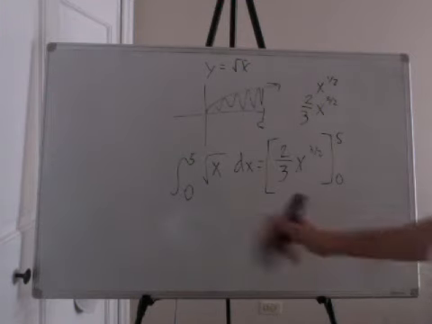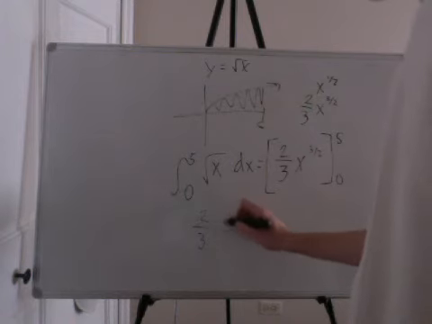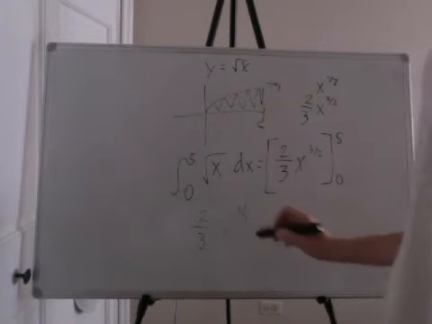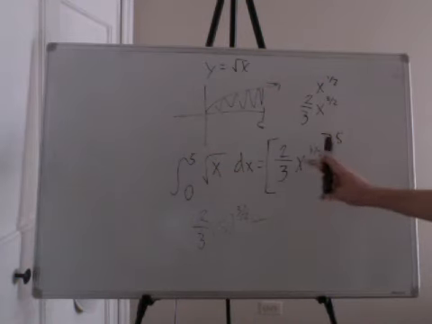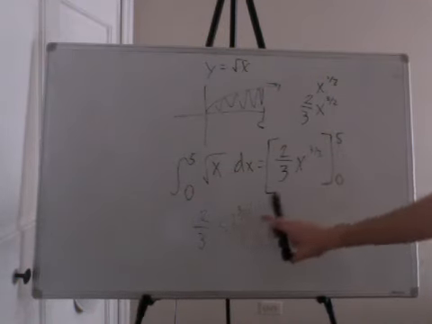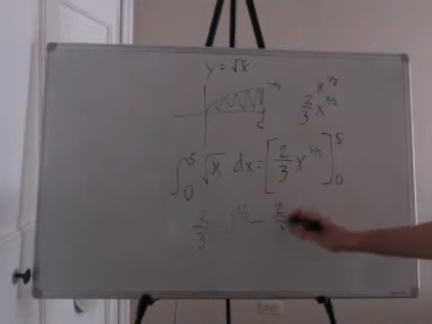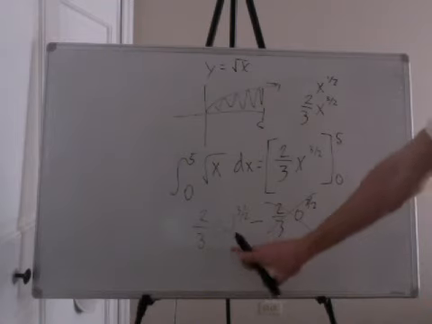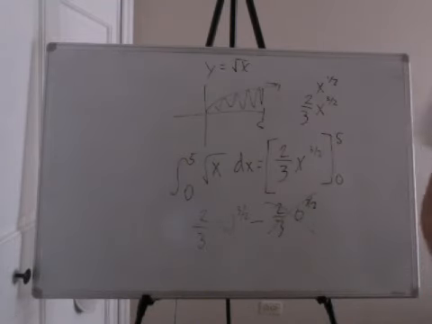And then you simply just have to plug it in. So you would get 2/3 times 5 to the 3/2, which I probably should have chosen better numbers, minus 2/3 times 0 to the 3/2, which is just going to be 0, so we can cancel that. And this right here is the area underneath there, but you probably would use a calculator to reduce that, or if your teacher was nice and chose better numbers, then you wouldn't need a calculator.